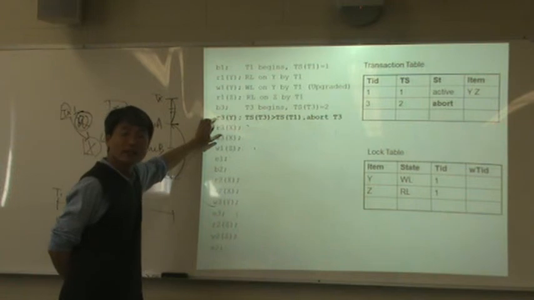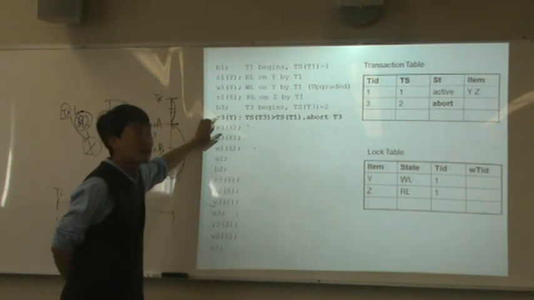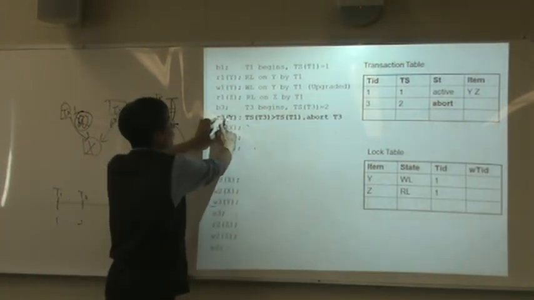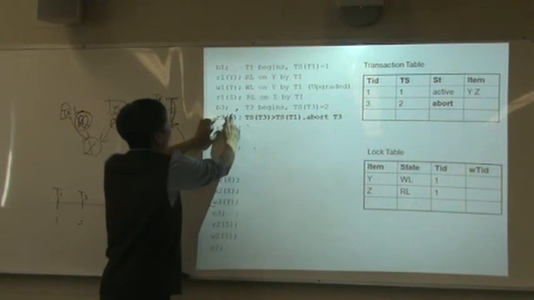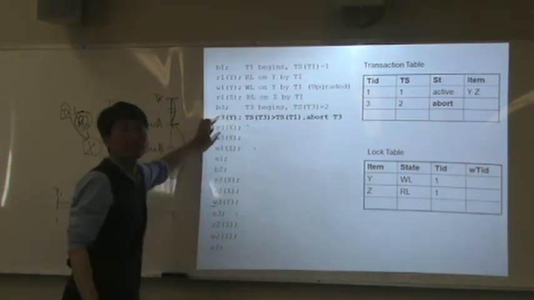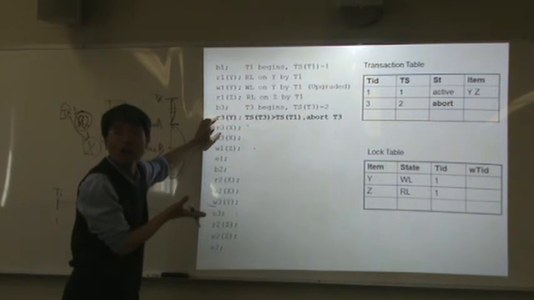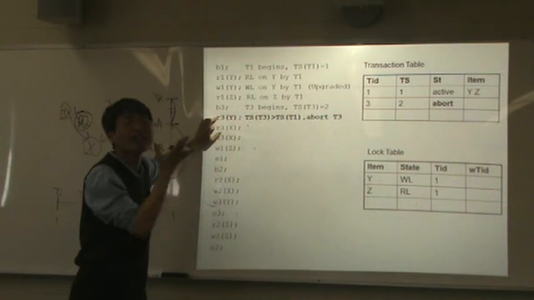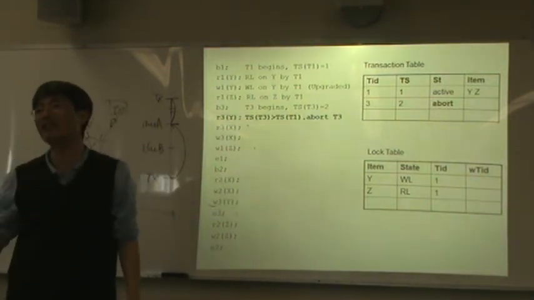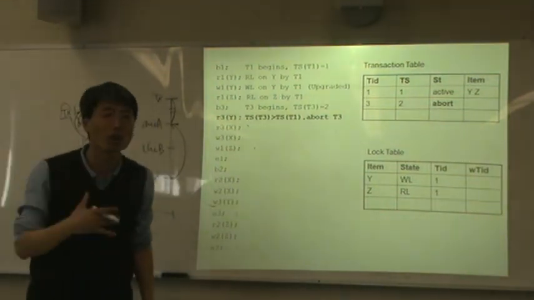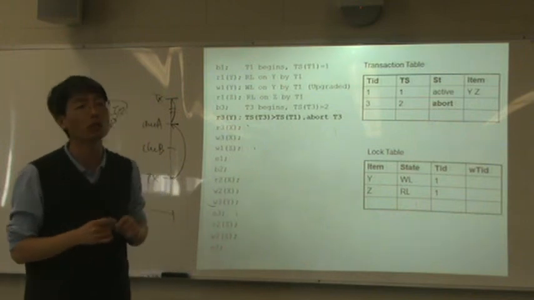Is it a conflict? Yes, this one conflicts with transaction 1. It has the same data item Y, a different transaction, and a write and a read. It's a conflict situation. Does that mean it's a deadlock? No, we don't know. But it's a conflict situation that may cause a deadlock later. We want to avoid that, so we need to solve that problem.